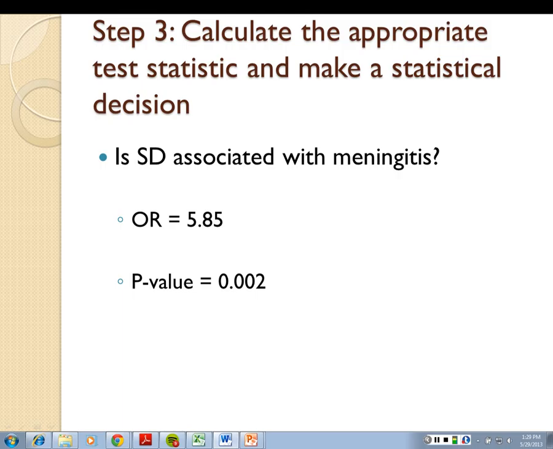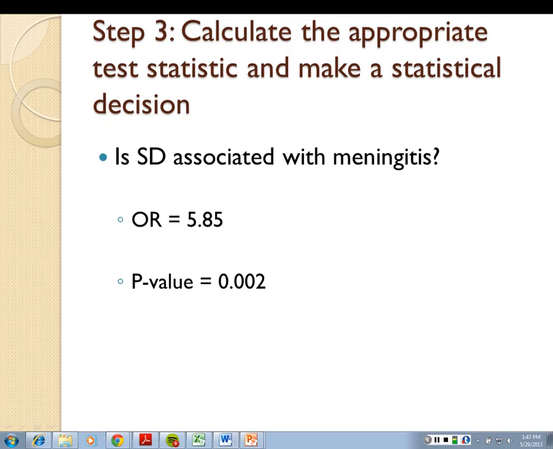Our p-value is 0.002. Since this is less than our stated alpha, we can reject our null hypothesis, the statement of no difference, and conclude that there is a statistically significant association between SD and meningitis. We are saying that we are confident the results are not due to chance alone, and that there really is an association between SD and meningitis in the population.